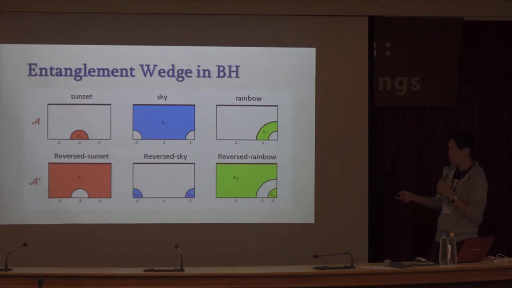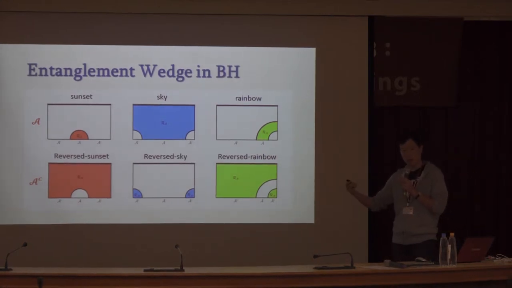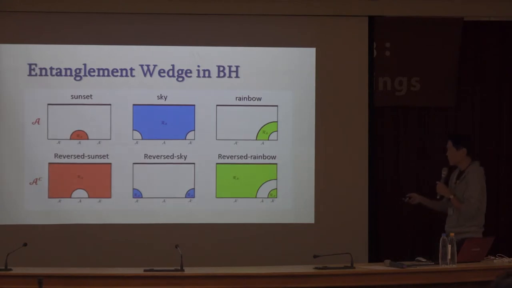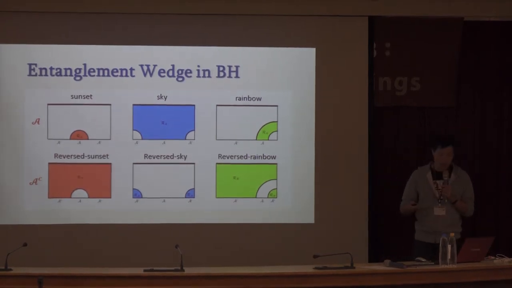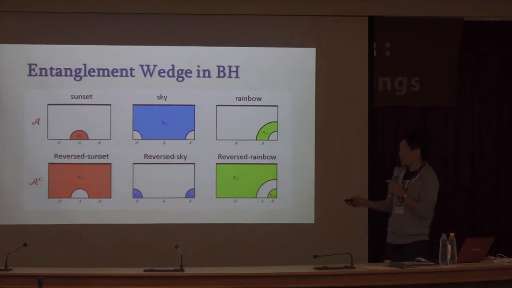So right now we calculate the whole entropy, including one part that is the thermal entropy, and another part that is called the quantum part. And for the black hole you have this one. In this case, the interesting part is that if you calculate the complementary part of A, AC, we get a different result.